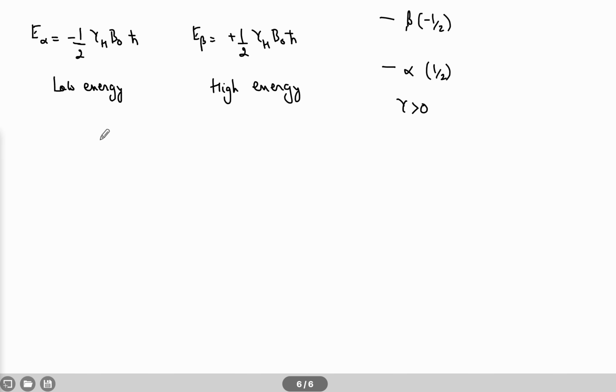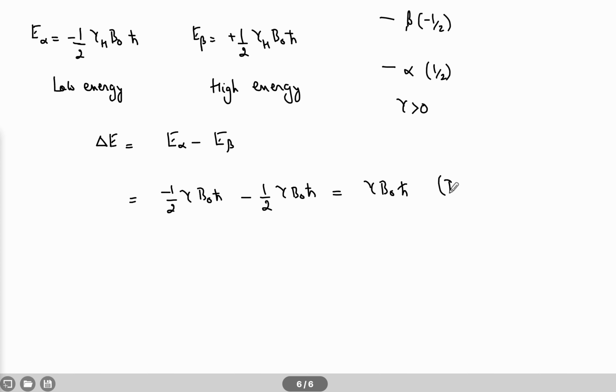All right, now if you take delta E, how much energy is required to carry out the transition, this can be calculated by taking the difference E alpha minus E beta. This will be equal to minus half gamma B0 H cross minus half gamma B0 H cross, which is nothing but gamma B0 H cross. Now this is in joules.